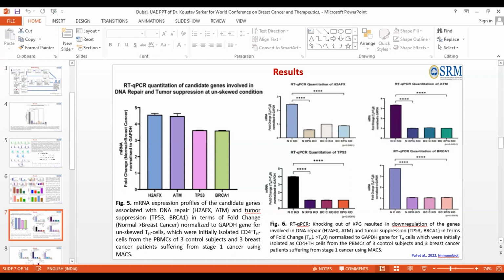So these statuses indicate the fold change of TH1 over TH0 condition, TH2 over TH0 condition, TH1 over TH17 condition, and all these are mainly associated with knocking out XPG, which resulted in the downregulation of genes involved in DNA repair, like H2AFX and ATM, and tumor suppression, like TP53 and BRCA1, in terms of fold change, TH1 over TH0, normalized to the GAPDH gene. For the T cells, we initially isolated CD4 T helper cells from the PBMC of 3 control subjects and 3 breast cancer patients suffering from stage 1 cancer using the MACS cell separation technology.